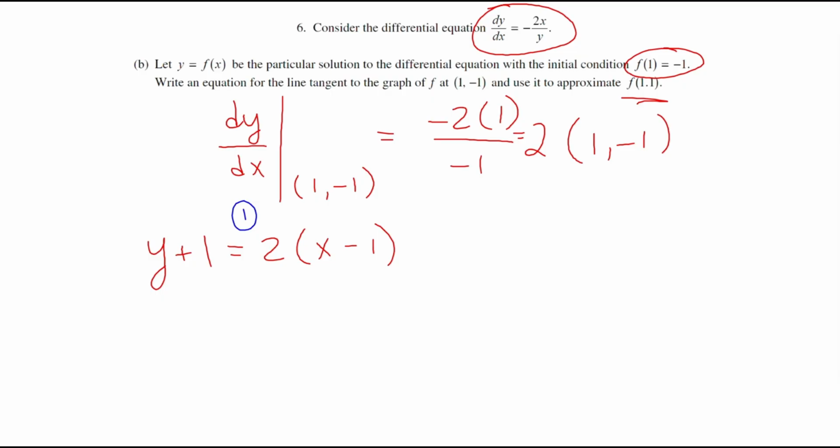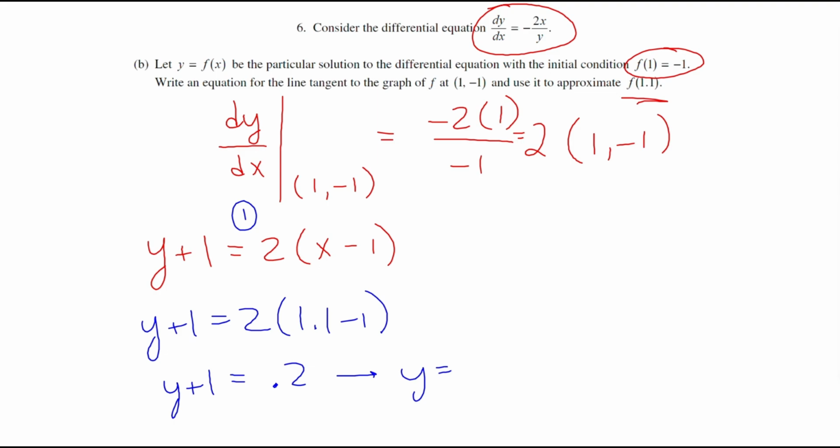And then they give you another point for plugging in 1.1 and solving for y. So y plus 1 equals 2 times 1.1 minus 1, or y plus 1 equals 0.2. So y is negative 0.8. And that's the second point there in part B.